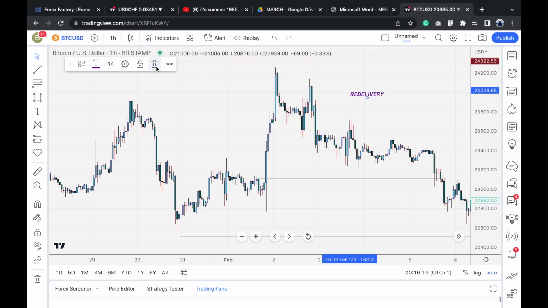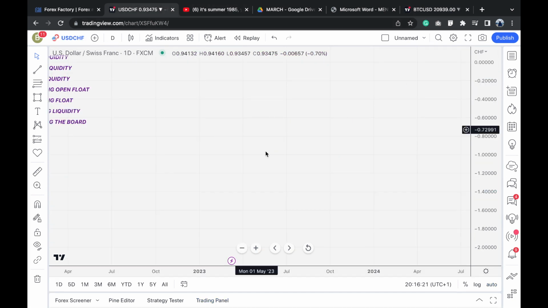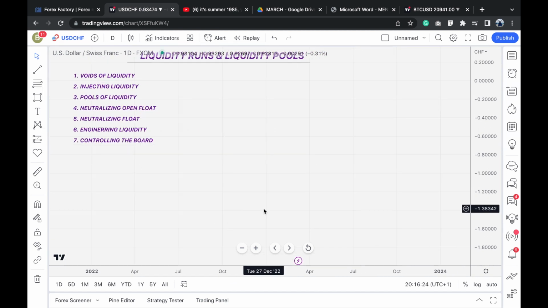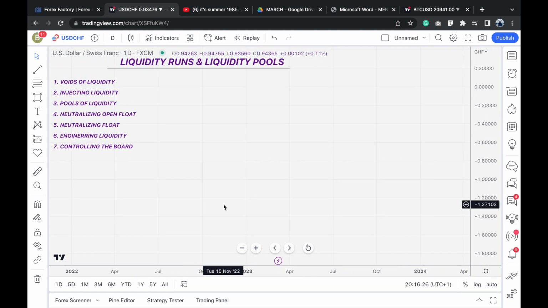Alright, so we're going to get this off. And next up, we're going to talk about injecting liquidity. Okay, so what is injecting liquidity in price? Injecting liquidity in the marketplace simply is a market aggressively running for liquidity after a build up of orders.